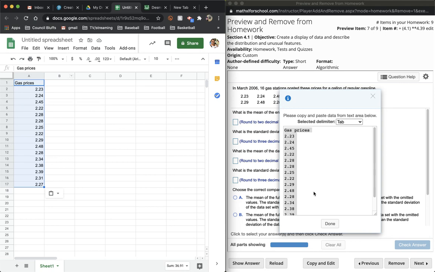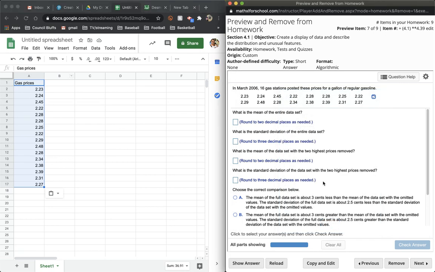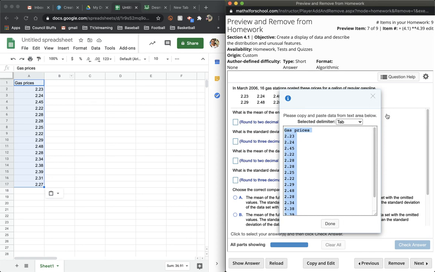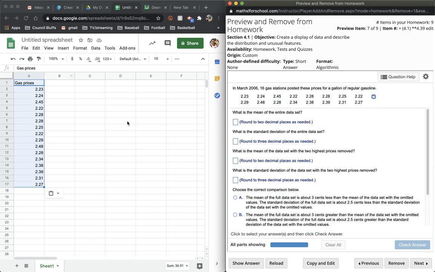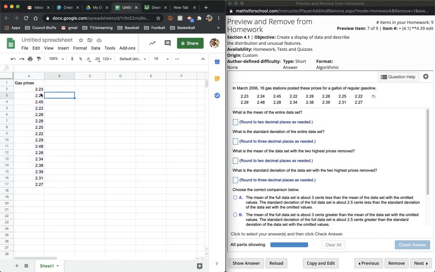So I will show you this one more time. On MathXL, click on this box here and click on Copy to Clipboard. And then all you do is hit Control-C on your keyboard to copy, and then go to your spreadsheet on Google Drive, Google Sheets, and hit Control-V to paste.